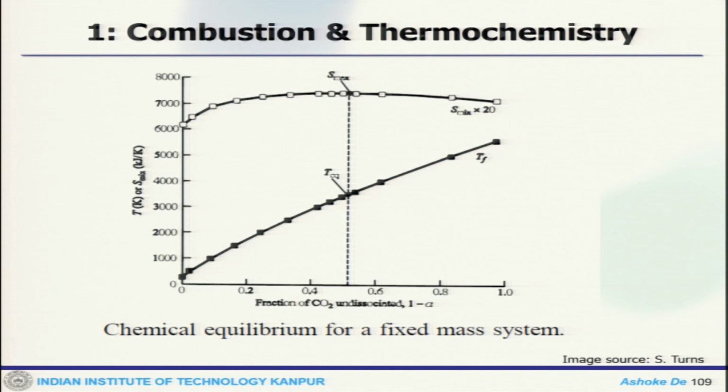So, this particular curve shows how that variation actually takes place. This is a fraction of CO2 and on this axis you have 1 minus alpha, where alpha is the fraction of dissociation. So, that you get, and you see how the temperature and the other things vary.